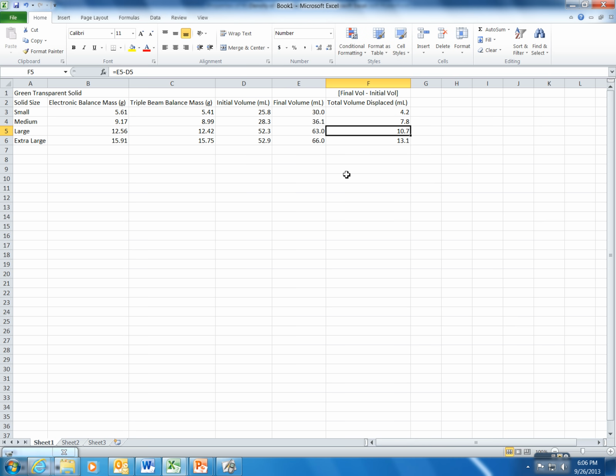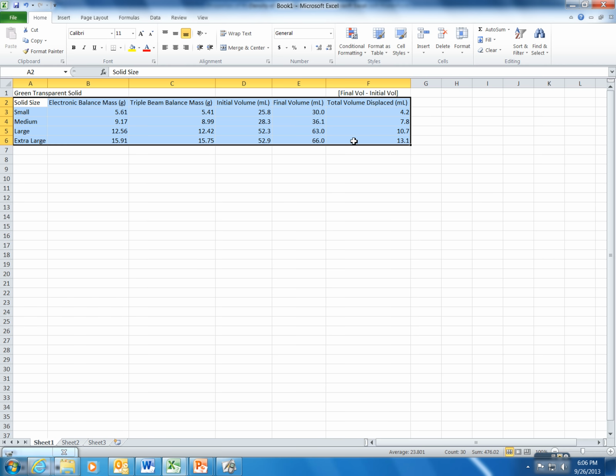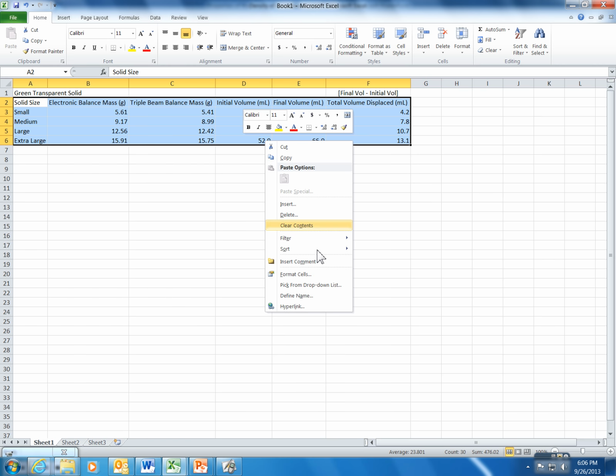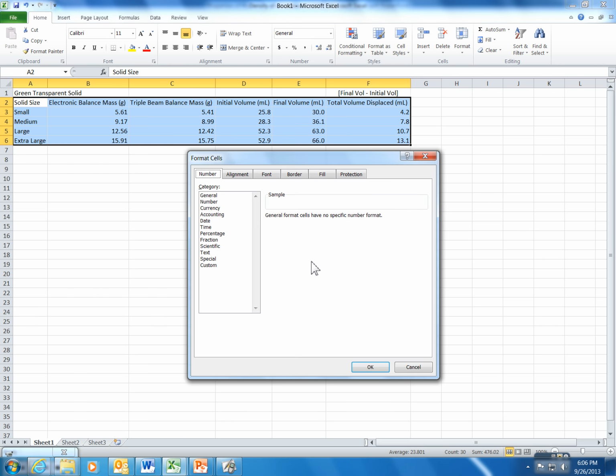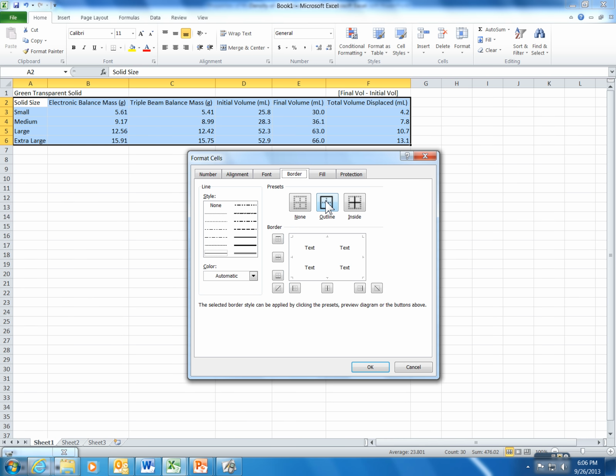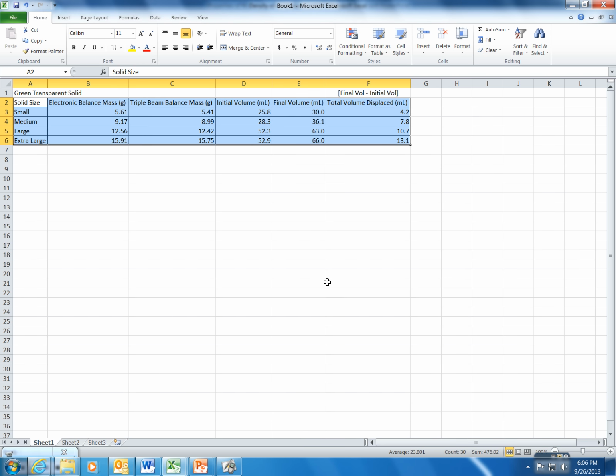So this is awesome. This is the data that I wanted. It's already there for me. So I'm going to make it look a little bit nicer. One of the things I'm going to do is I'm going to highlight all my cells and right click on Format Cells. Now I'm going to add borders to it so that I can easily define which rows are which rows and which columns are which columns. I'm going to click outline, outside and inside, and OK.